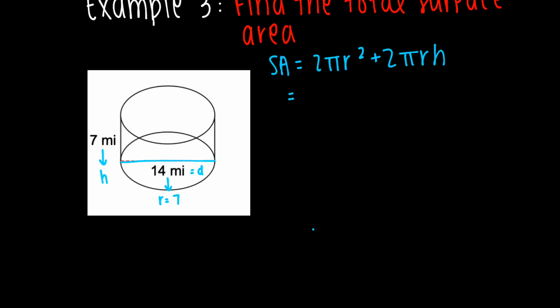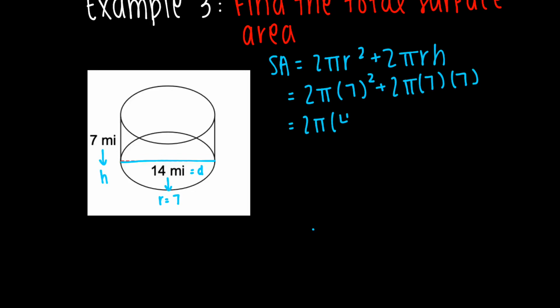Alright, so now plugging into our big formula, 2 pi. Remember, my r was 7. It was half of the diameter. Plus 2 pi r times the height, which was 7. I got lucky here. They're the same. So 2 pi times 7 squared gives me 49, plus 2 pi, and then we end up having 7 squared here, again is 49. I'm going to distribute that 2 pi into each of those parentheses.